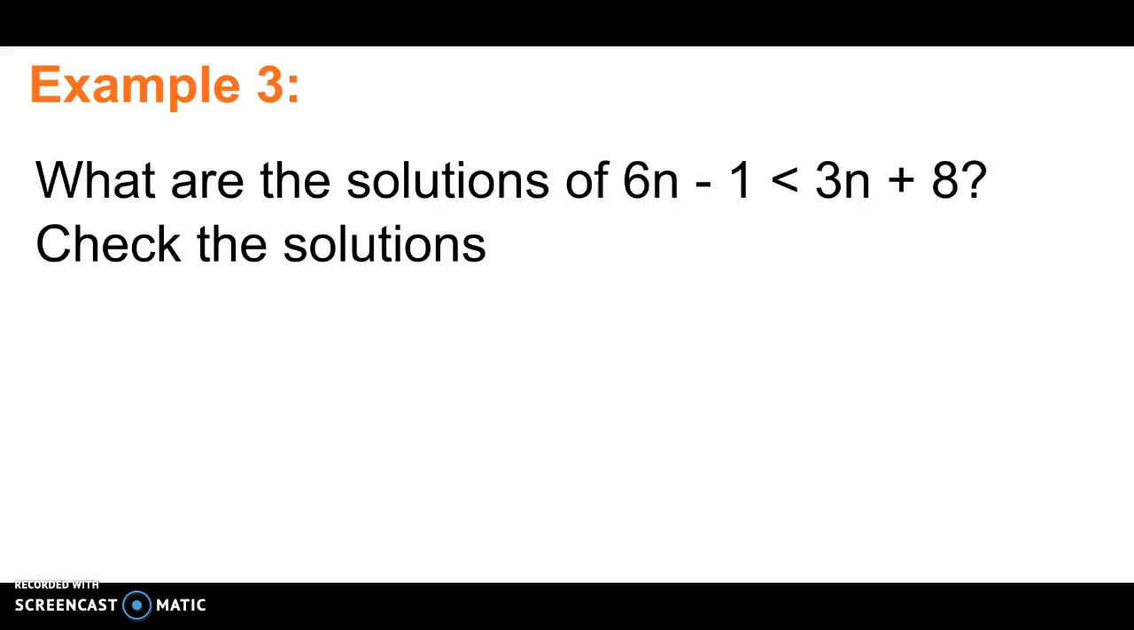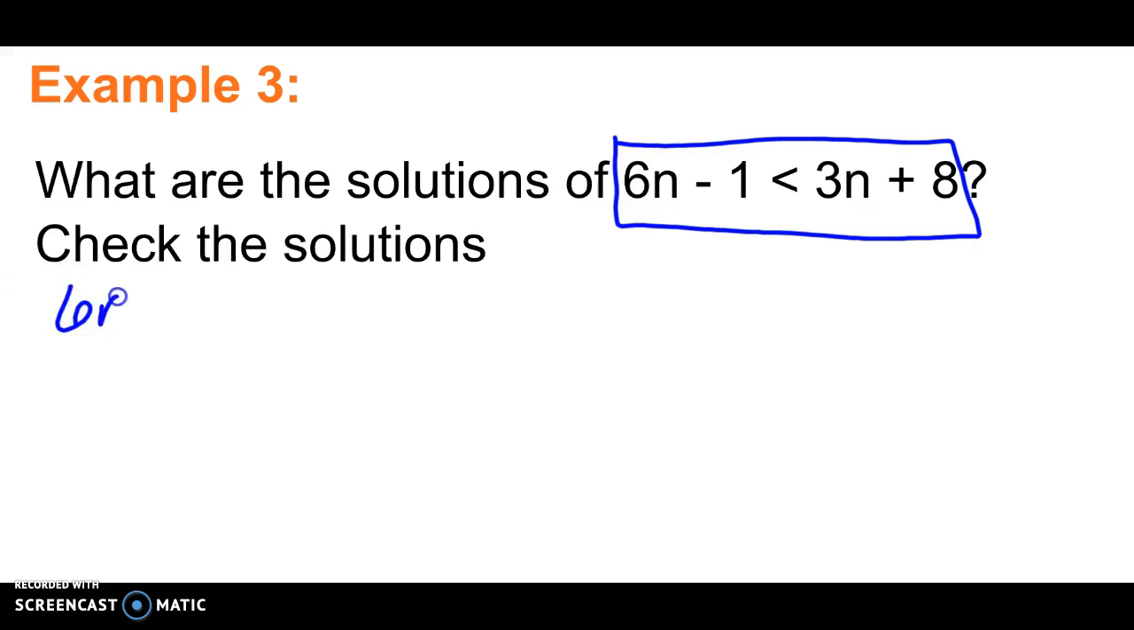Let's look at example 3. It says, what are the solutions of 6n minus 1 is less than or equal to 3n plus 8? I'm going to rewrite the inequality just to make it easy on myself. This time I have n's on both sides, so I have to get the n on the same side. So I'm going to subtract 3n from both sides.